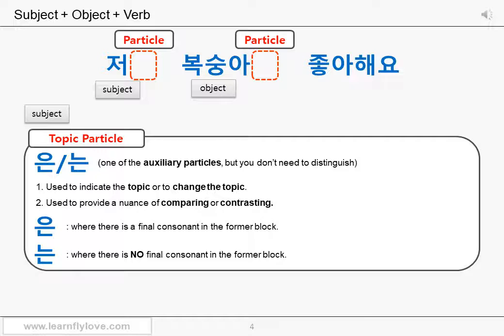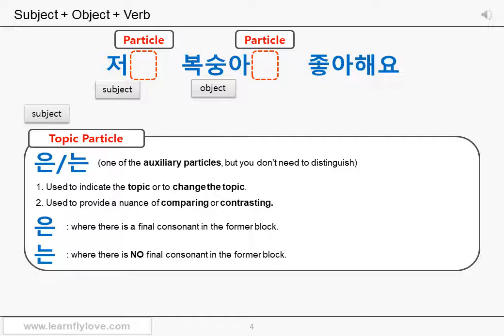This particle 는 is one of the auxiliary particles. What did I tell you about auxiliary particles? Yes, auxiliary particles are used to provide a certain nuance or meaning, while case particles are used to indicate the exact role of the word right before it in the sentence. What did I also tell you? Yes, you don't have to distinguish them. I call this particle 는 a topic particle. You can just remember this as a topic particle, or you don't even need to remember the name. However, you should remember the exact usages of the particle, and that's way more important.